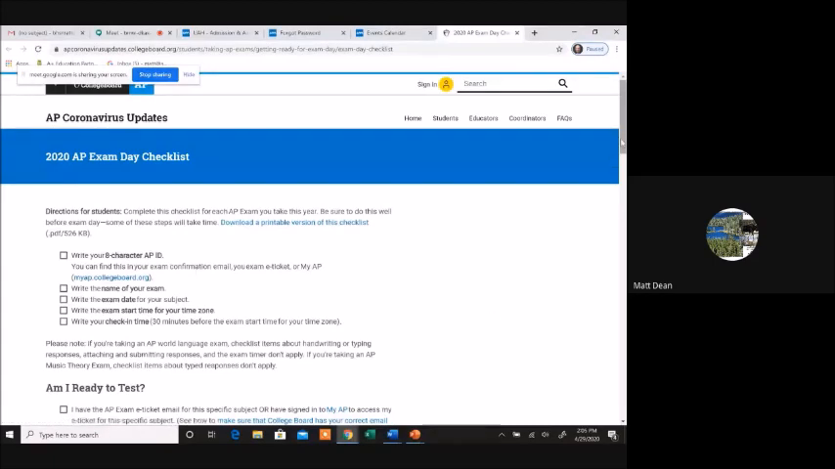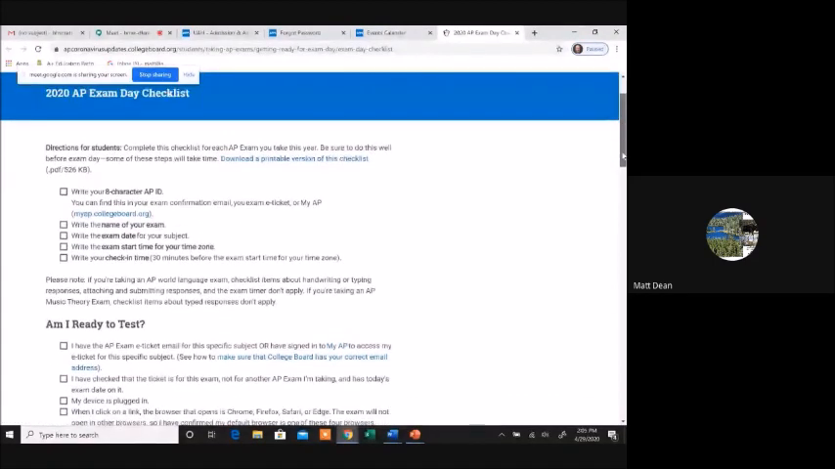So this has some directions for things you need before the exam. Notice you can download a printable version of the checklist from this page. These are things to make sure you have before the exam. Your 8-character APID number. We already talked about that.